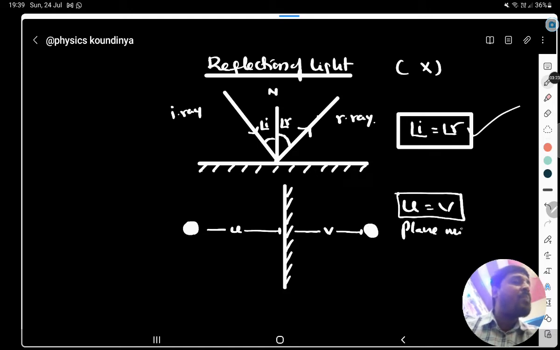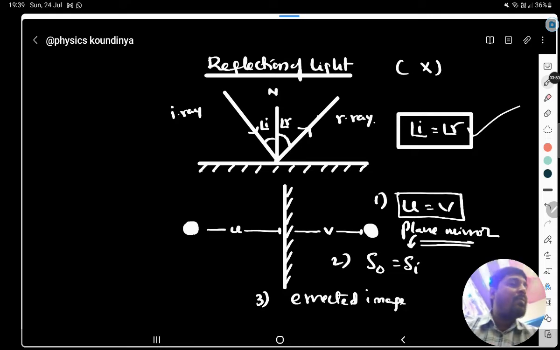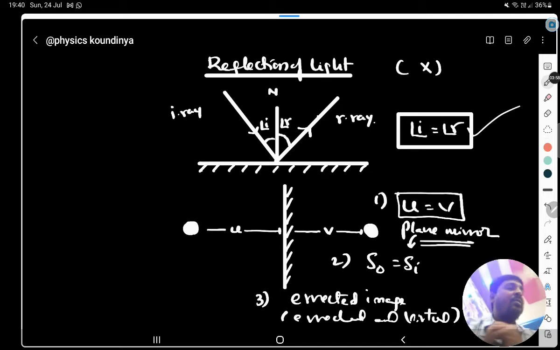In the case of plane mirrors, we can say u is equal to v, and another important property is that the size of the object is equal to the size of the image. So object size and image size are both the same in the case of a plane mirror. And another important thing is, in a plane mirror we are always going to get an erect image, and it is called a virtual image. So the image is erect and virtual in the case of a plane mirror.